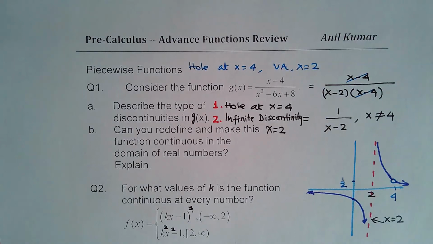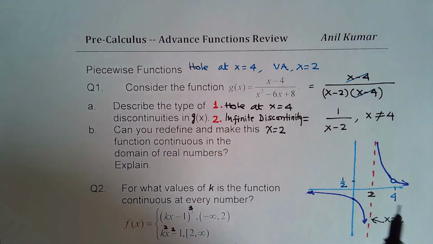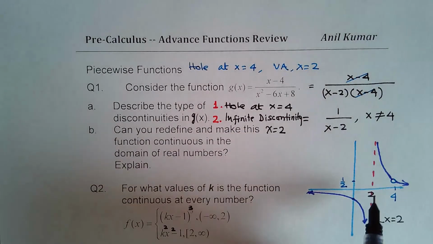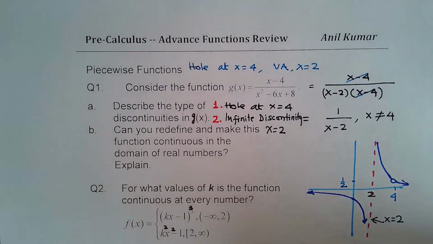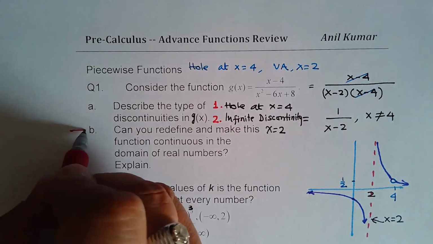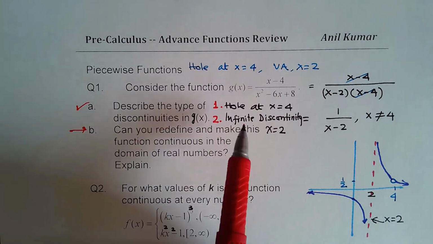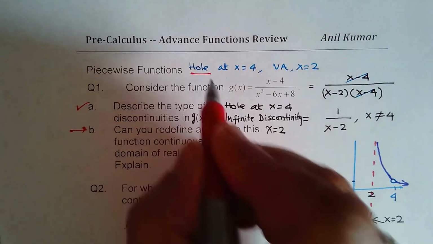Now, we cannot make the function continuous at x equals 2 since there is infinite discontinuity. However, we can make the function continuous at this point, which is x equals 4. So we have already answered part A, that is, describe the type of discontinuities. There are two. One is called hole, the other one is the vertical asymptote. Perfect.